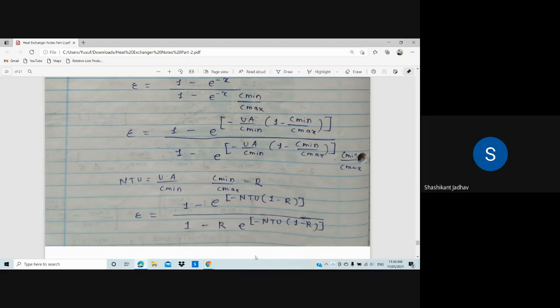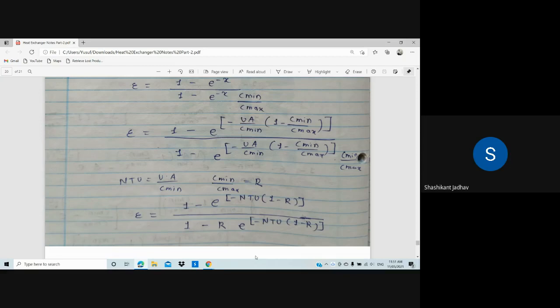Okay, so as we know, what is meant by NTU? NTU is nothing but number of transfer units. And what is the equation for that? NTU is equal to U into A divided by C minimum. And what is the R? R is nothing but the heat capacity ratio. So R is equal to C minimum upon C maximum.